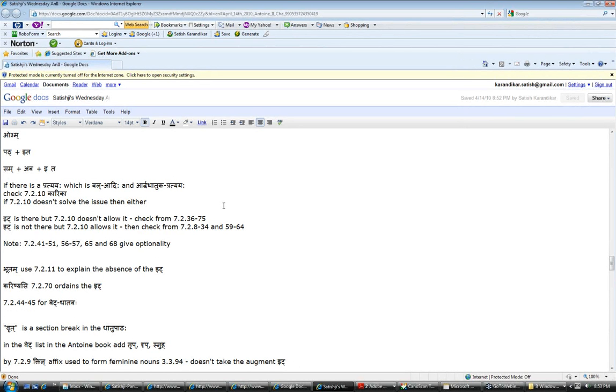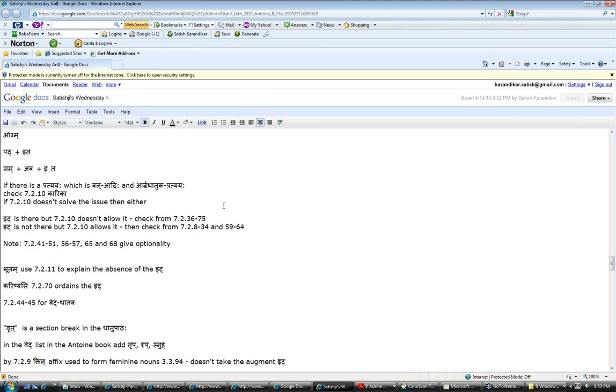So basically, if you see an idagama but it should not be there, then you have to go to 7.2.36 to 7.2.75 to find some sutram to allow it, even though 7.2.10 doesn't allow it, like a form like hanishye in Gita, hanishye. This han is the anit dhatu, which has allowed the idagama to find some sutram there. That was fine. And if the idagama should be there but is not there, like a form like bhutani, you come to 7.2.8 to 7.2.34 to stop it.